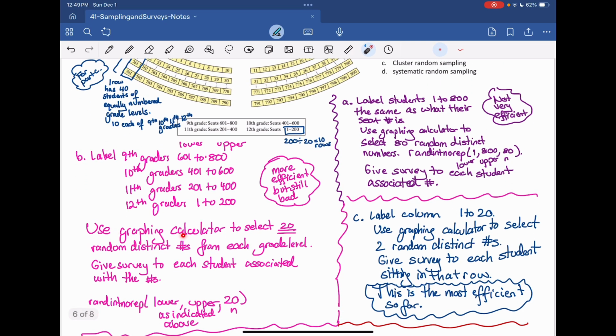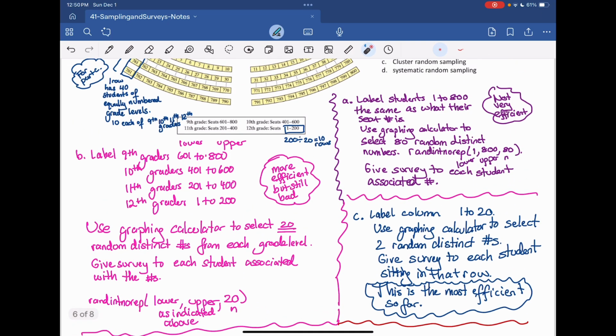And then use a graphing calculator to select 20 random distinct numbers from each grade level. Why 20? Because we need 80. And since there's 4 grade levels, it's 80 divided by 4, which is 20. From each grade level, give the survey to each student associated with the numbers.